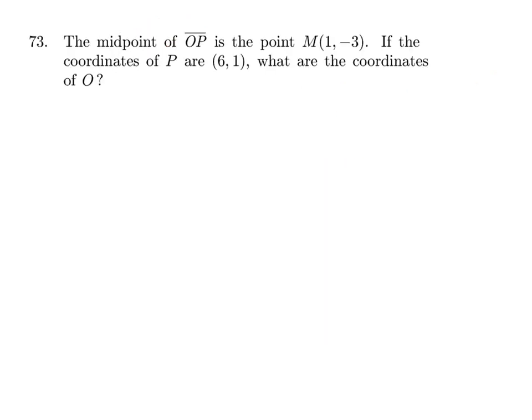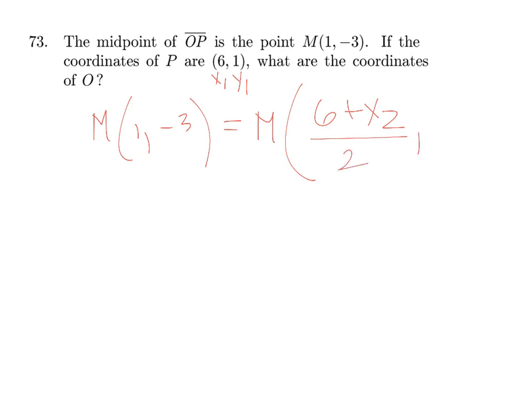All right, the midpoint of OP is the point M1, -3. If the coordinates of P are 6, 1, what are the coordinates of O? Okay, so here's the midpoint, 1, -3. Here's the midpoint formula structure. This is my x1, y1. So x1 is 6 plus x2, which I don't know, over 2. And then I have y1, which is 1, plus y2 over 2.